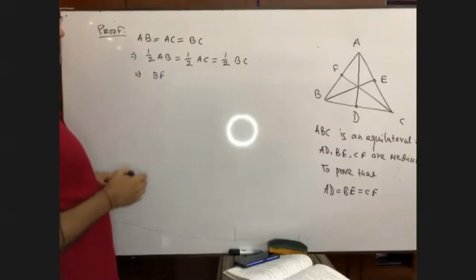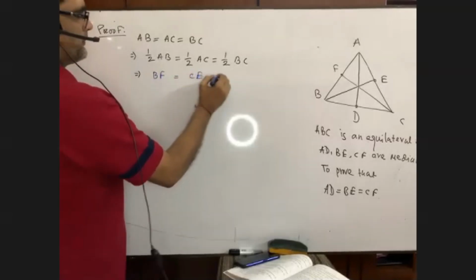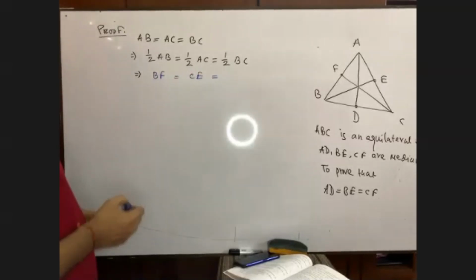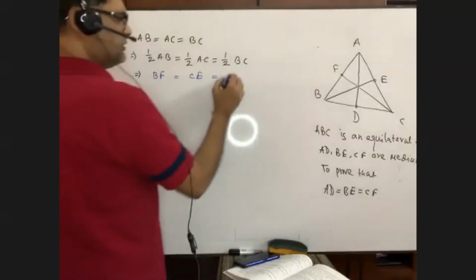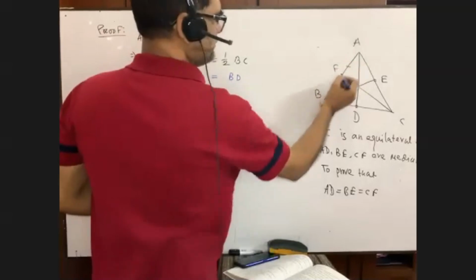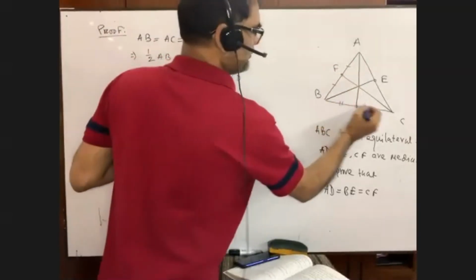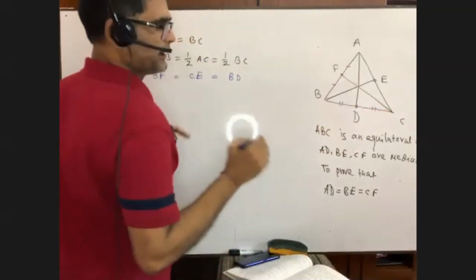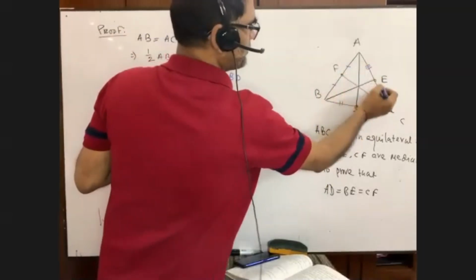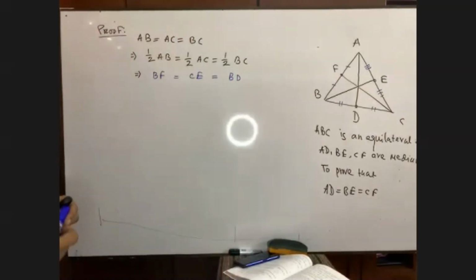What is half of AC? CE. What is half of BC? Write down either BD or CD. Okay, that means these are equal. Yes, sir. That means these are equal. Am I right? Yes, sir. All the half sides are equal.